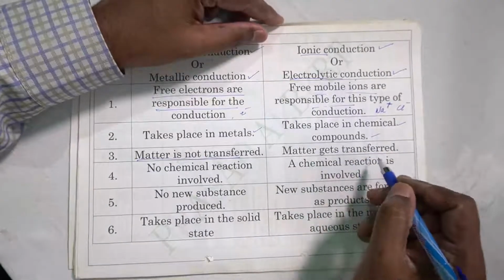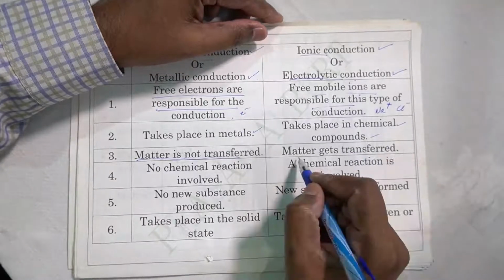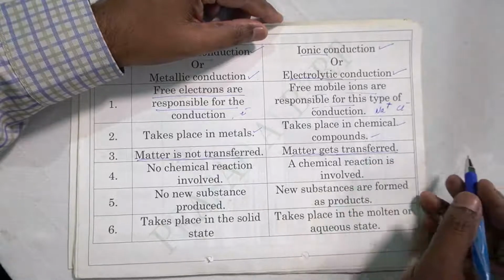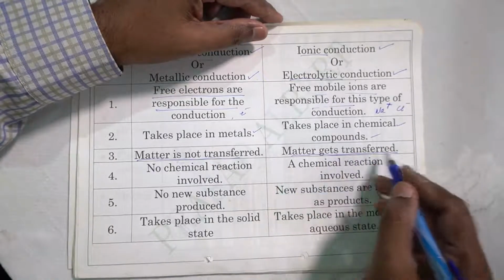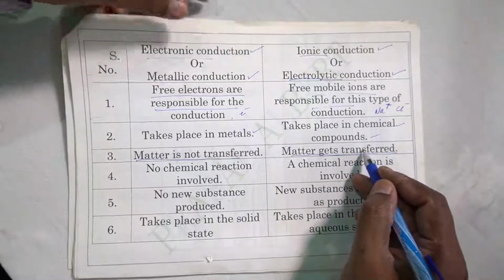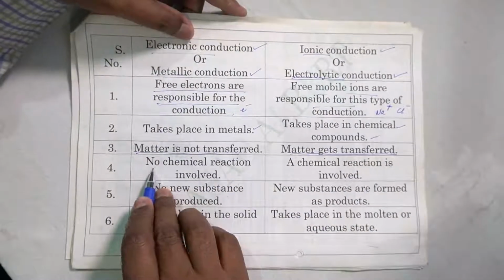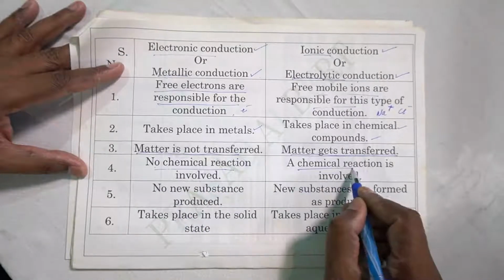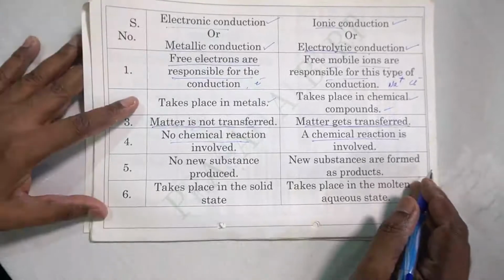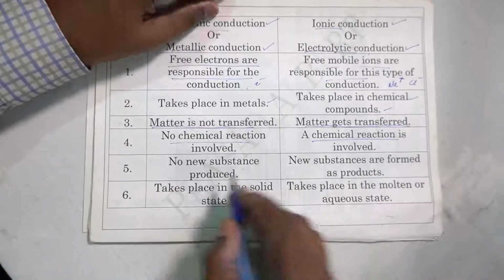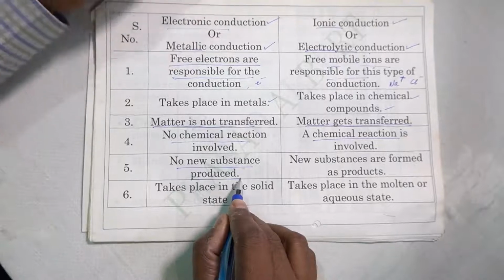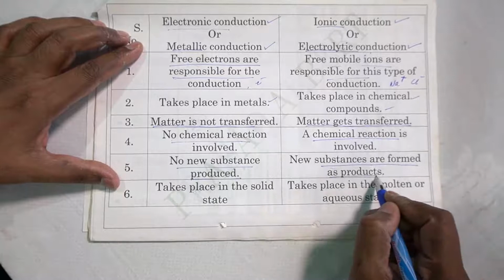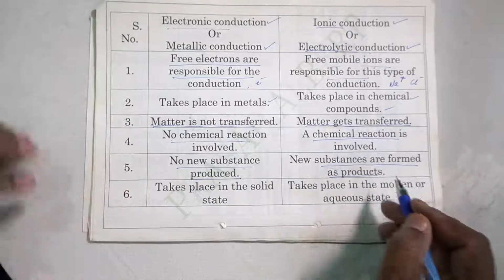Whereas in a chemical substance like an aqueous solution of sodium chloride, the matter gets transferred. Sodium ions migrate to the cathode, chloride ions migrate to the anode, and products are formed there. So there is a chemical change happening. In electronic conduction there is no chemical reaction, whereas in ionic conduction a chemical reaction takes place. We can also say no new substance is produced in current conduction through a metal, whereas new substances are formed as products during conduction through a chemical compound.